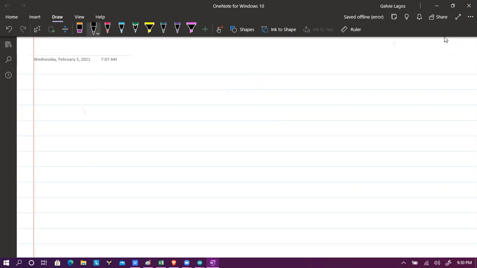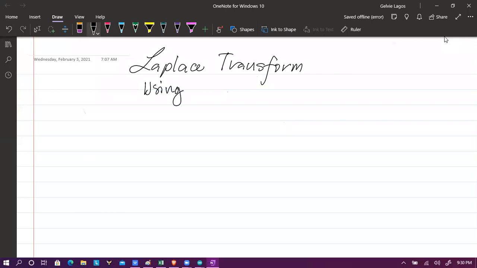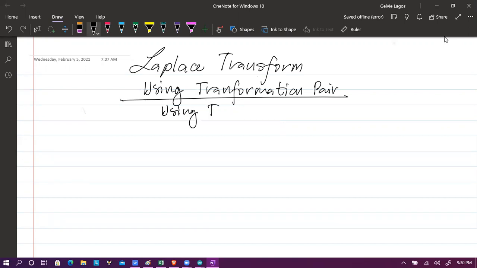Today we will discuss the Laplace transformation using transformation pairs. So this is Laplace transform using transformation pair. Or we can say that this is using the tabular method.